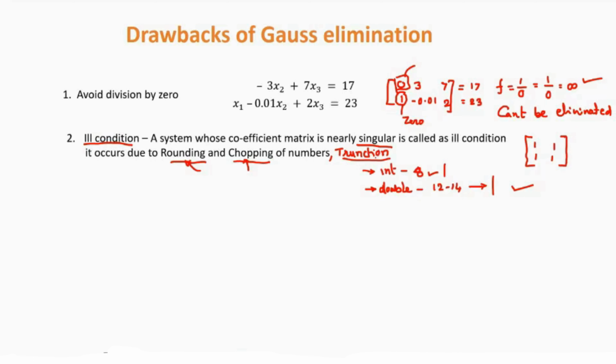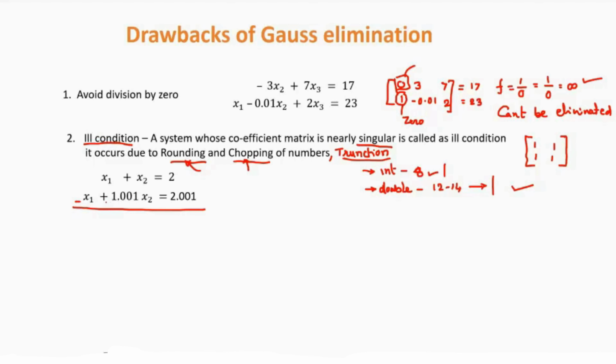So right now we are dealing with the numbers. So this is the issue which leads to ill condition. So let us see some examples of how it leads to ill condition. Now I have 2 simultaneous equations. You solve these 2 simultaneous equations.